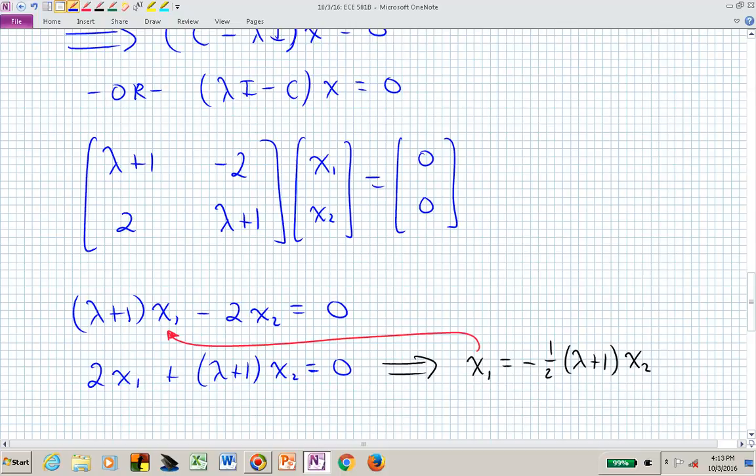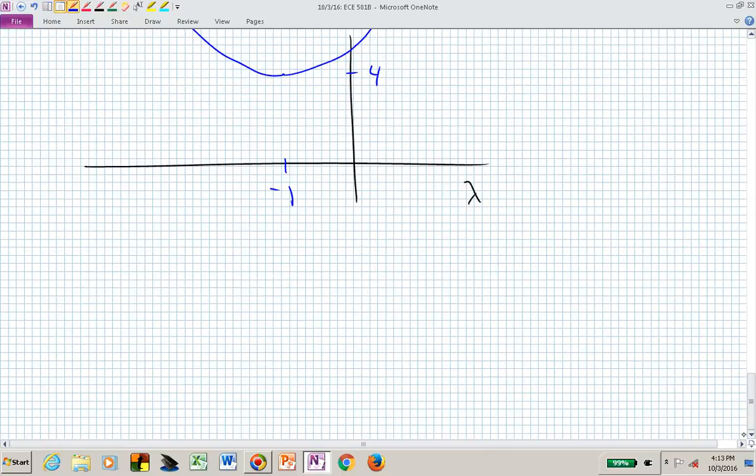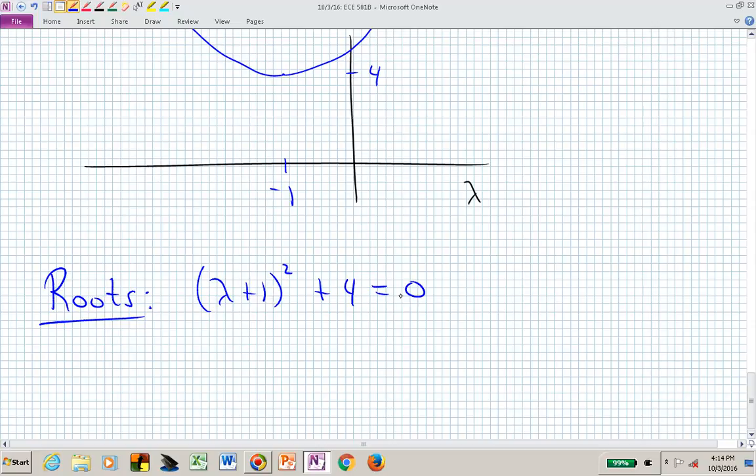That's where these two equations came from. If we open it up a little bit and try to find other values of lambda that might cause that to vanish, meaning if we let those scalars be in the complex number field, then we're going to be in better shape. Let's then find the roots of lambda plus 1 squared plus 4 equaling 0.